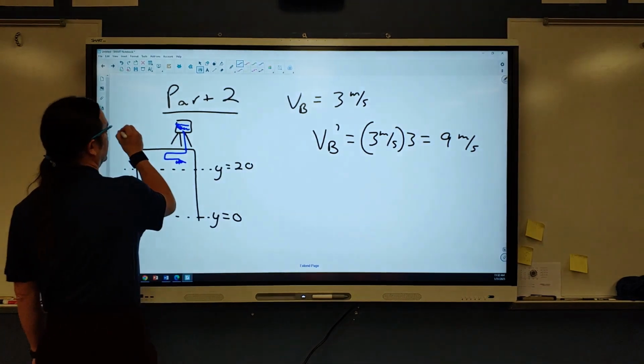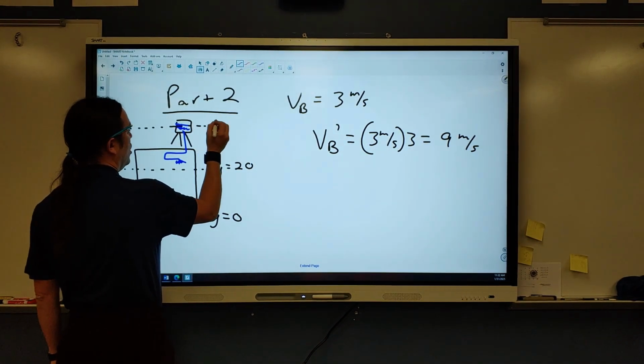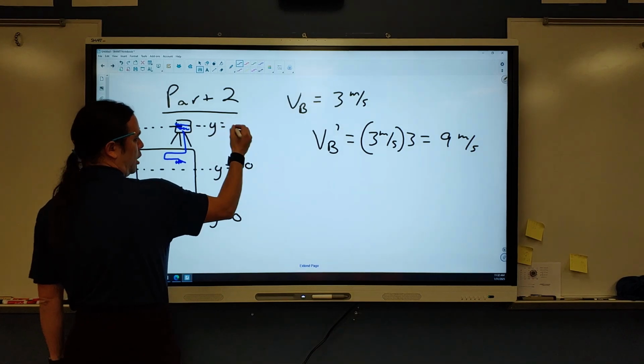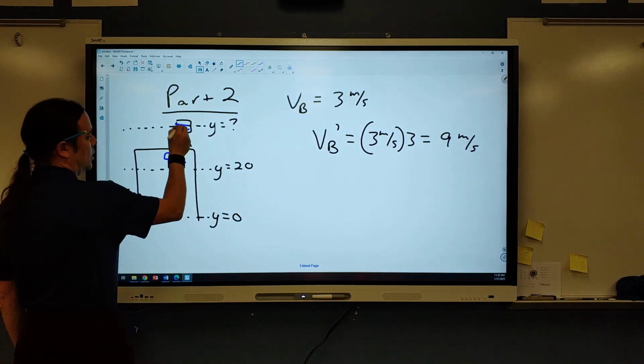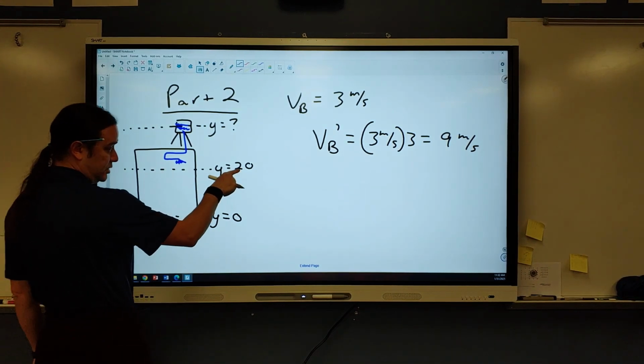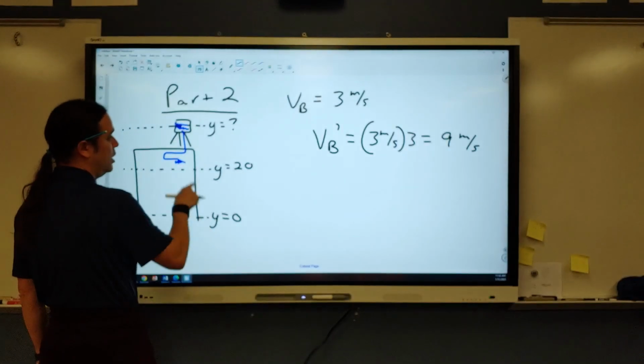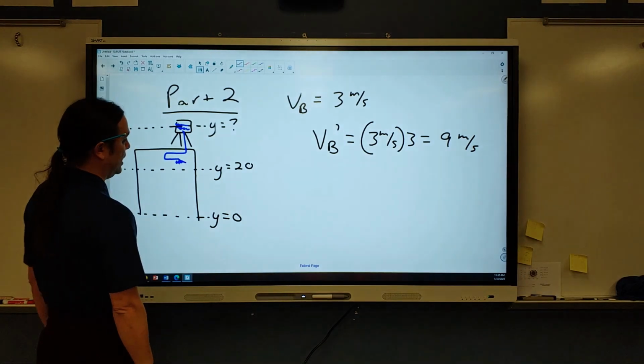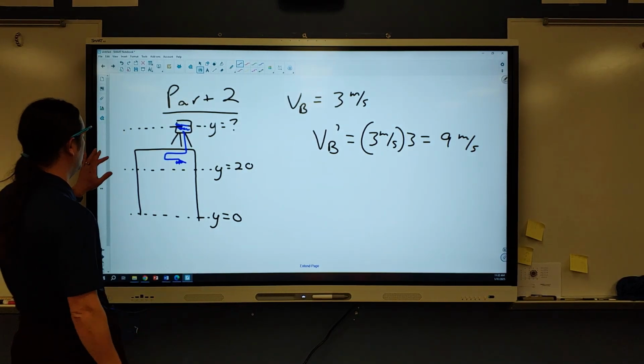What we want to know is this. Where does, I'm going to say, the top of the water tower need to be such that we can get this outcome, that the speed at point B at a height of 20 meters above the ground is going to be 9 meters per second. Okay, so let's see what we actually need.